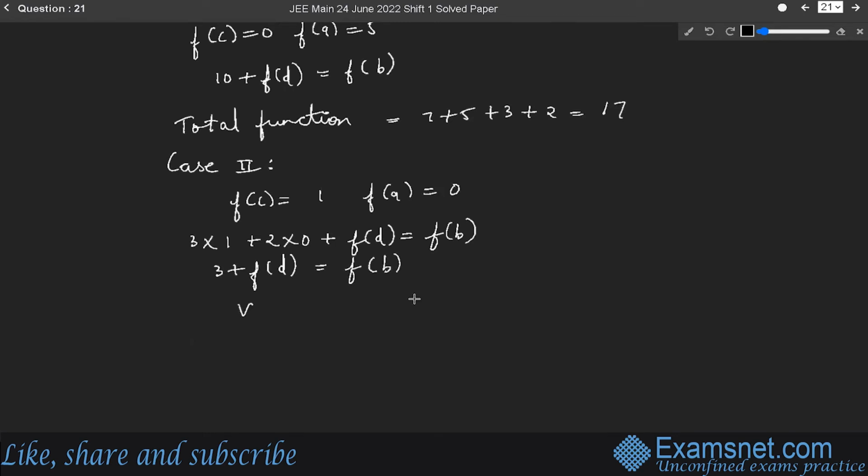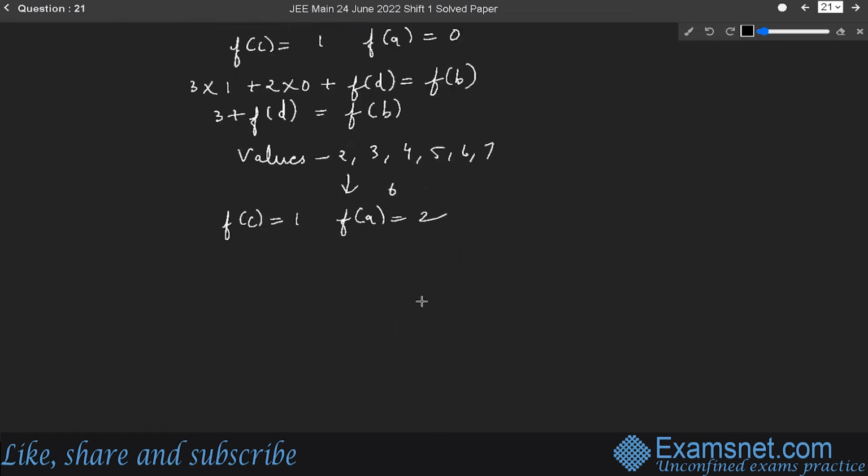Possible values are 2, 3, 4, 5, 6 and 7. So, total number of functions are 6. Similarly, another condition will be when f(c) is equal to 1 and f(a) is equal to 2. In this case, we can say that 7 plus f(d) will be equal to f(b). So possible values here for f(d) will be 0, 3. So total functions are again 2.